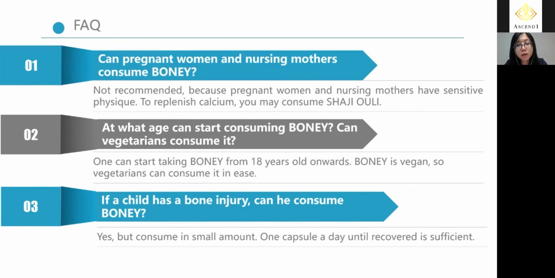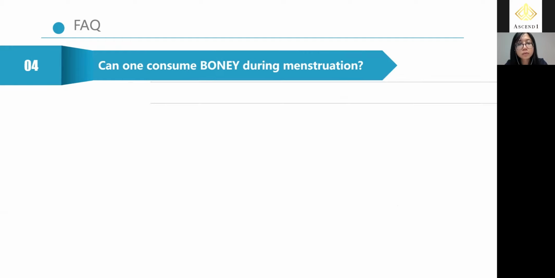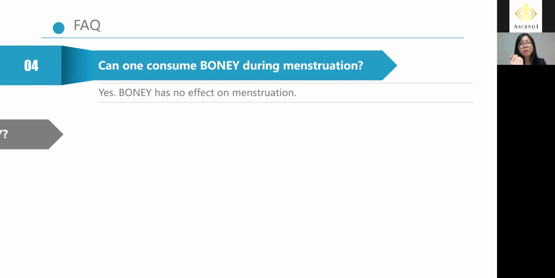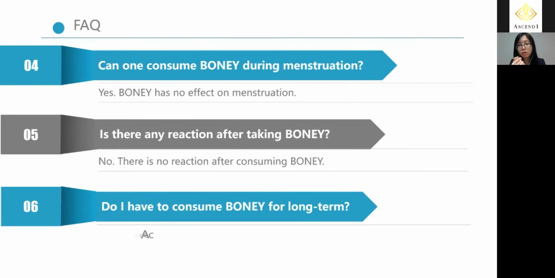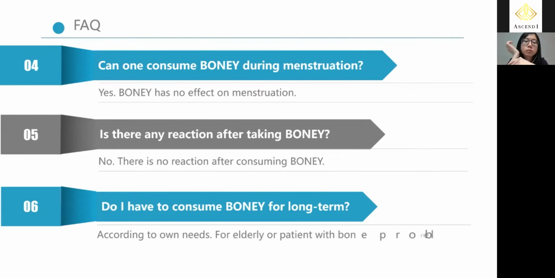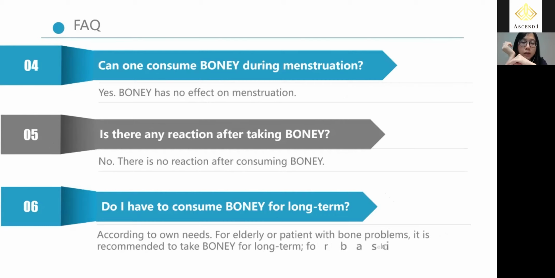So for those 80 years old onwards, they can start consuming the Boney, and it's vegan, so vegetarians also can consume this Boney. And for a child, if he or she has a bone injury, he or she can consume the Boney, but remember, in small amounts only. Just 1 capsule per day is enough until recovery. And women can consume the Boney during menstruation because it has no effect on menstruation. It won't affect our blood flow or any menstruation during the menses time.